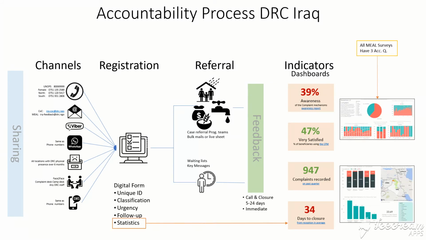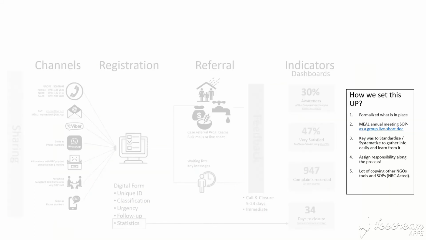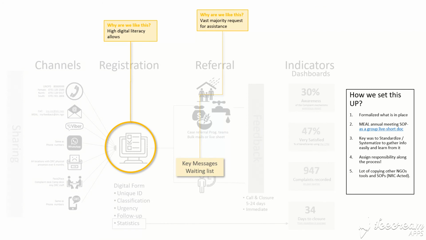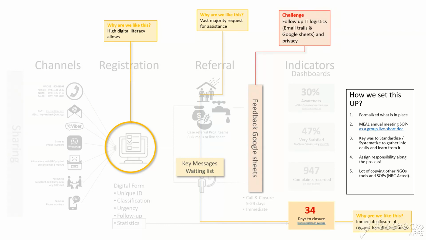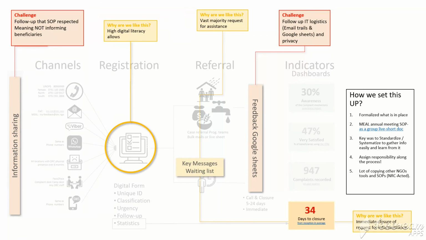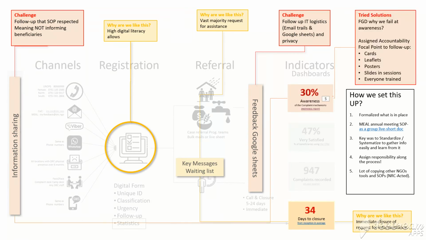This data comes from the first 2 indicators, from the 3 accountability questions under each MEAL survey, and the second 2 come from statistics derived from a registration form. This system has 2 unique features, which is the registration form and the key message waiting list. And it has 2 big challenges. The first one is respecting the privacy on the follow-up process and information sharing, clearly reflected in the low level of awareness.